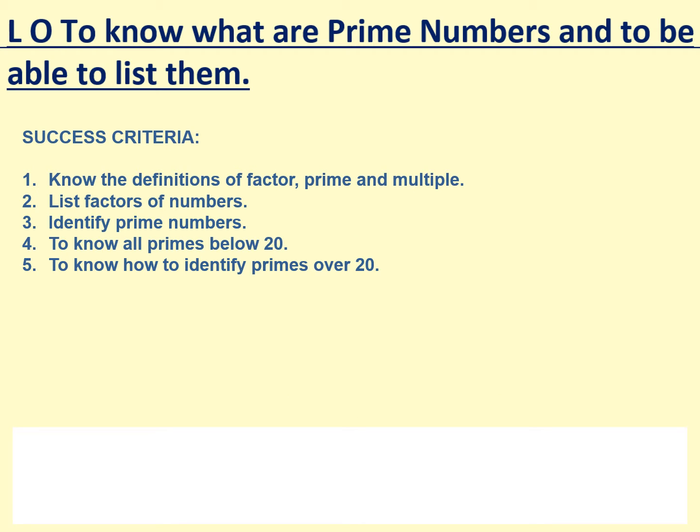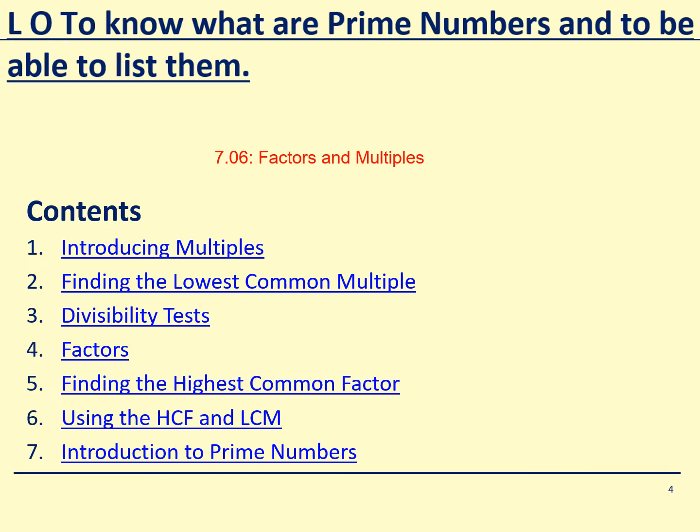So today's learning objective is to know what prime numbers are and to be able to list them. Success criteria: to know the definition of factor, prime and multiple, list factors of numbers, identify prime numbers, know all primes below 20, and know how to identify primes over 20.